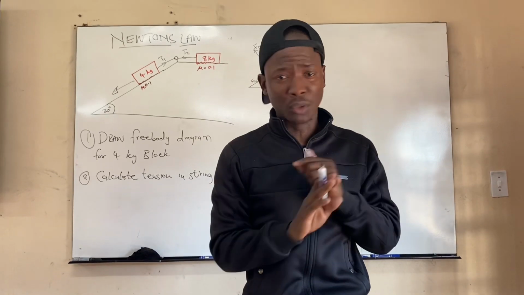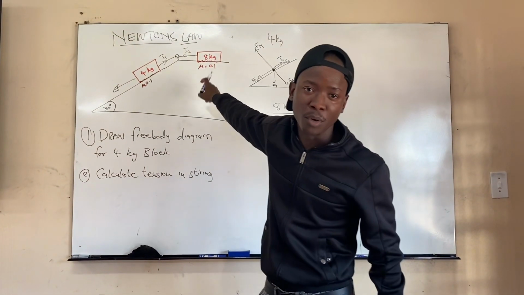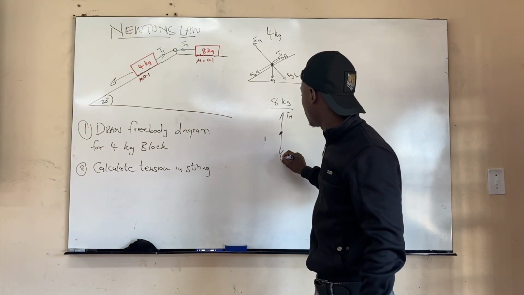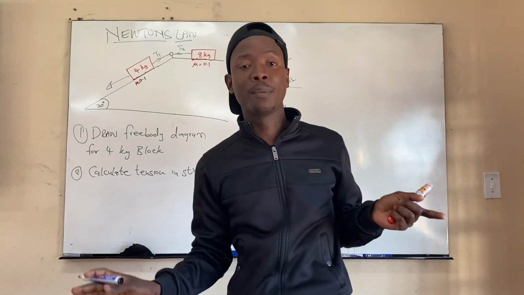Now because it's on a horizontal surface, normal is balanced by FG. There are no components there, don't confuse it. Just because you see an incline here does not mean that the 8 kg block is on an incline. It's not. Then it's balanced by the FG. There are no components there, no FG perpendicular or parallel.